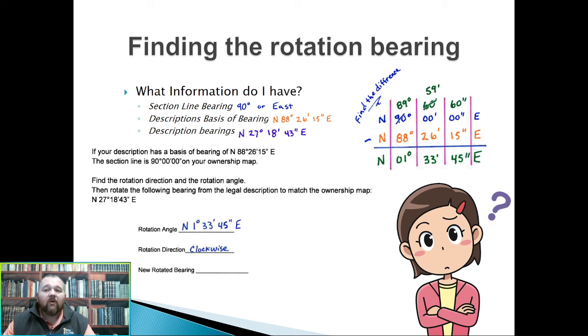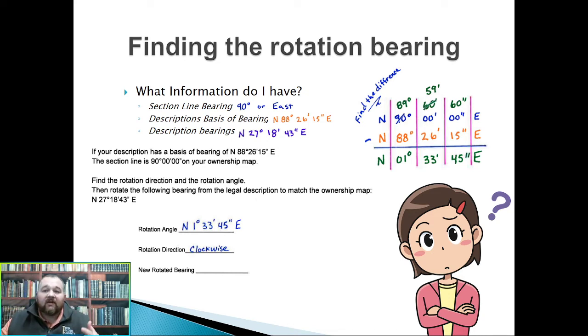Okay, so what's the last thing we have to do? Find the rotation. We did that. Then rotate the following bearing from the legal description to match the ownership. Now what you don't want to do is mix up which ones are which. You don't want to subtract 27 from 88, because then you'll be off on the wrong tangent.